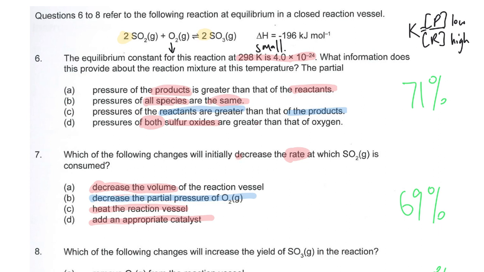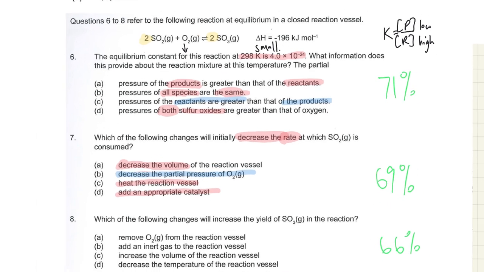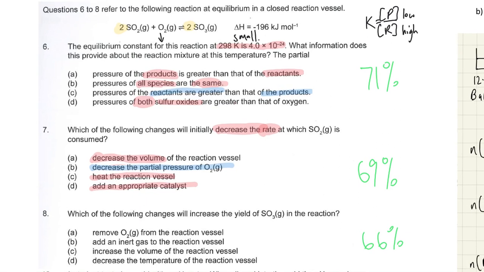So this is not asking about which one is favored, right? This is just asking which one will decrease the forward rate of reaction. Okay, what will decrease the forward rate of reaction? Reducing O2. Okay, and then which one of the following changes will increase the yield? So now we look at the next idea, the yield of SO3. Okay, so not talking about the rate, but the yield.